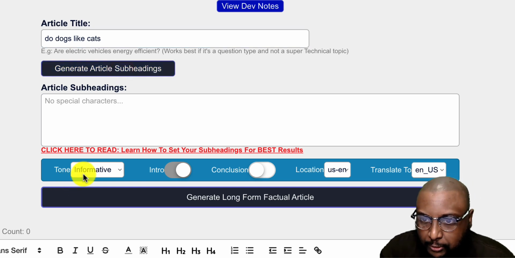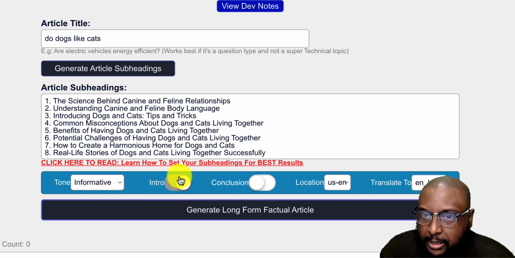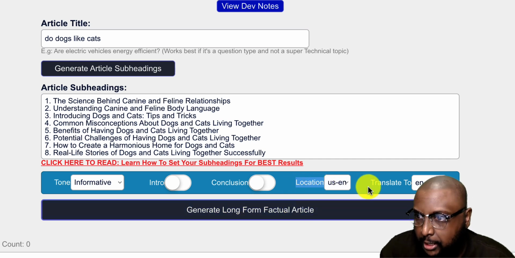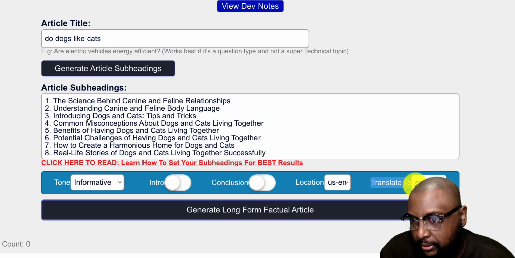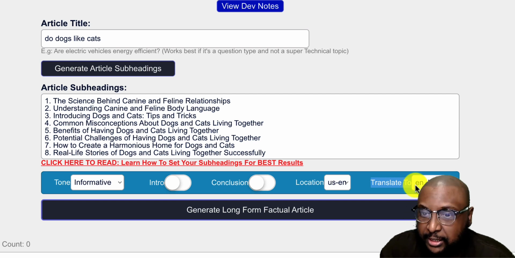It's information already set with the tone. I did not select the intro and conclusion. Let's see if I could do it after. Obviously, we want it for an English location for the search engine. All right. And translation, or the language that it's going to be using, is English as well. Let's see what it generates.